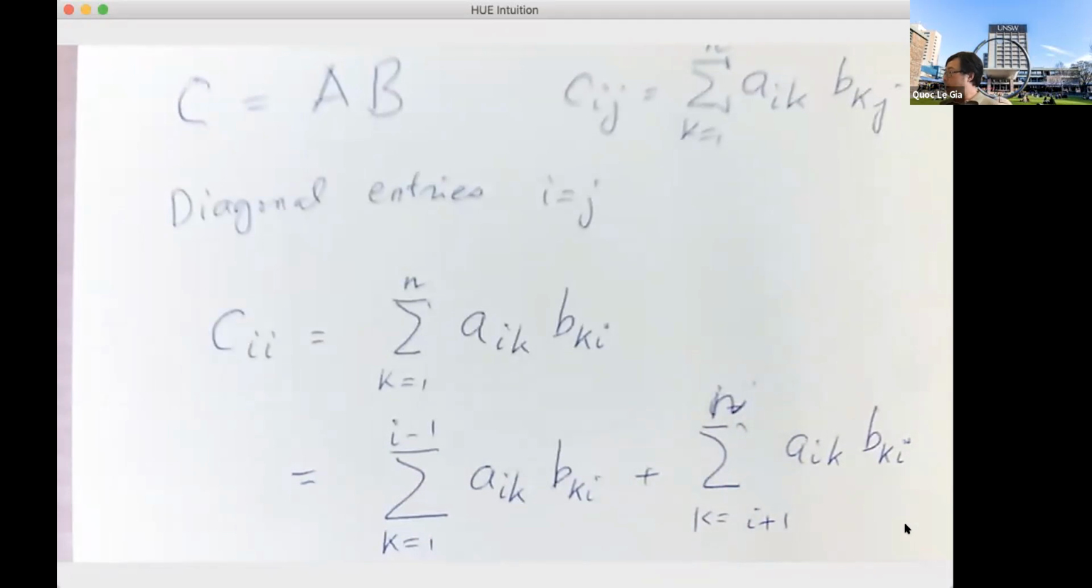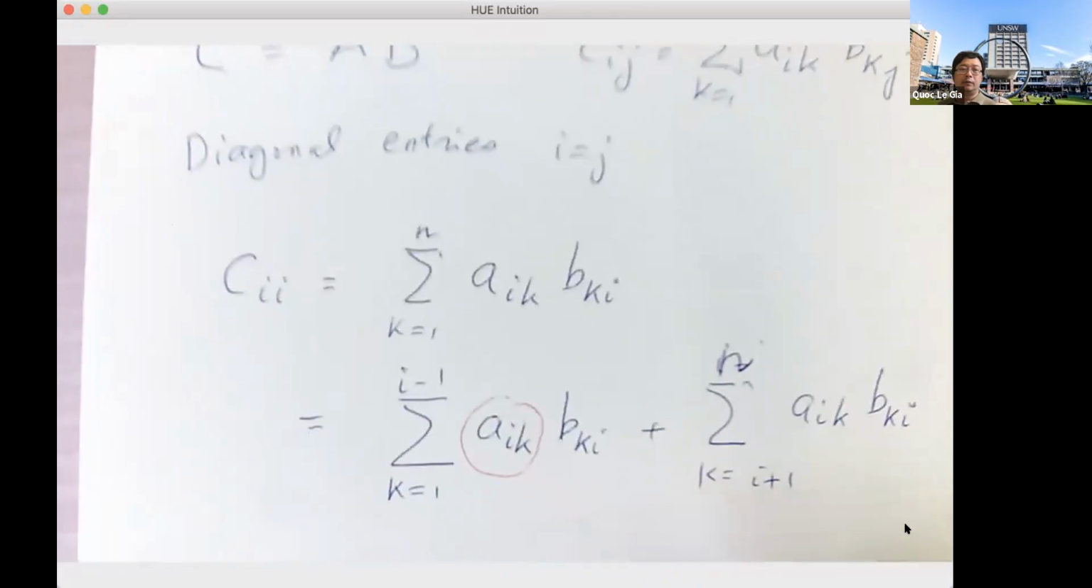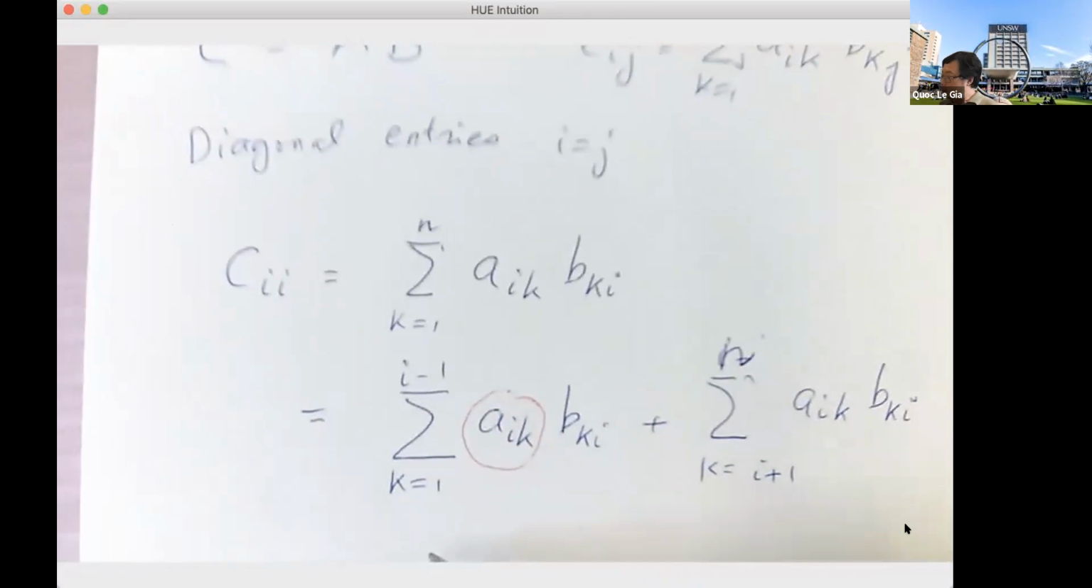Now you look at this first sum. K here is between 1 and i minus 1. So you always have i bigger than k in this term.